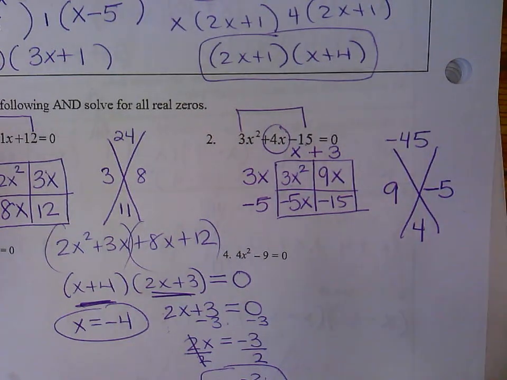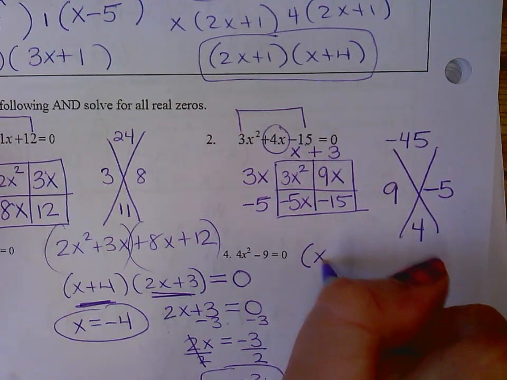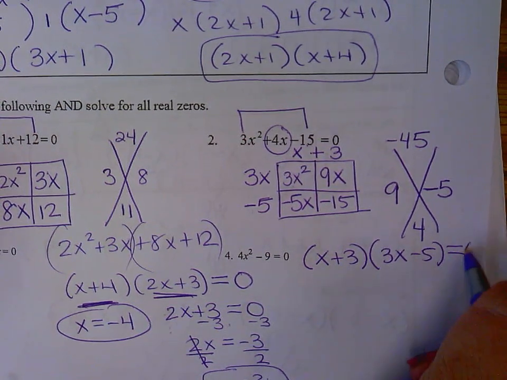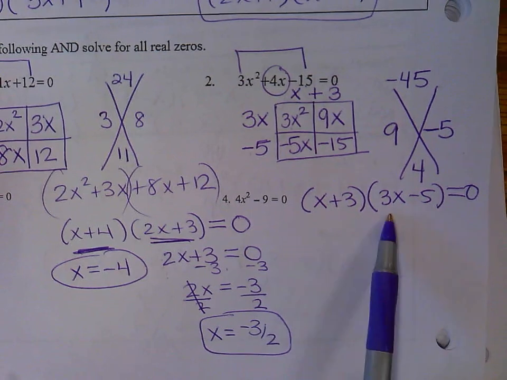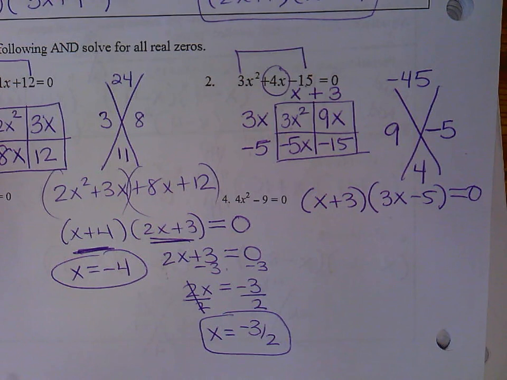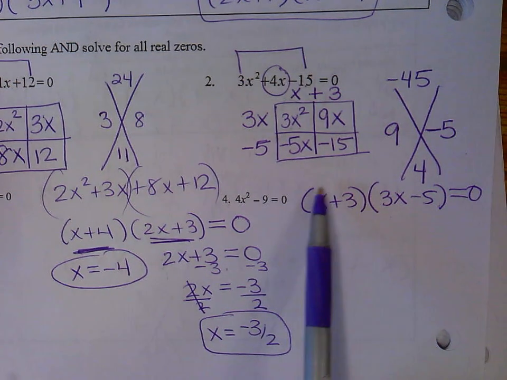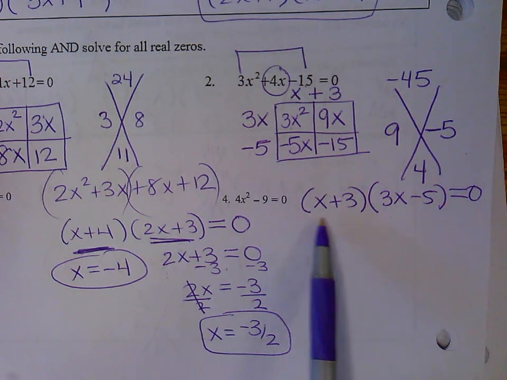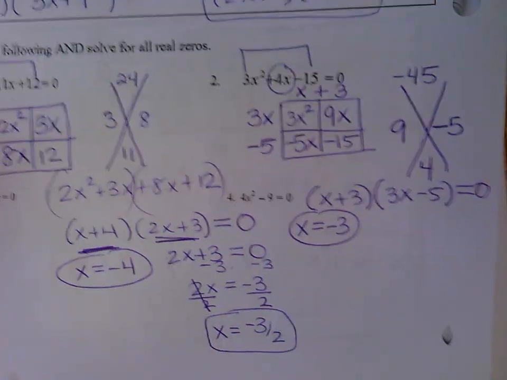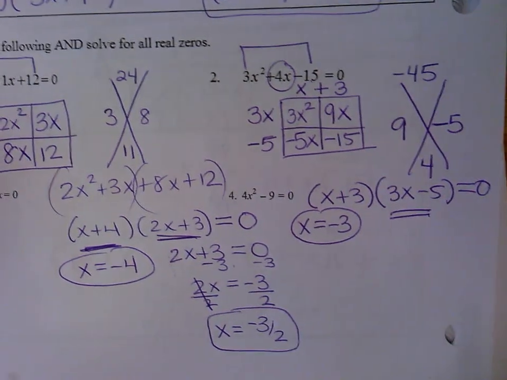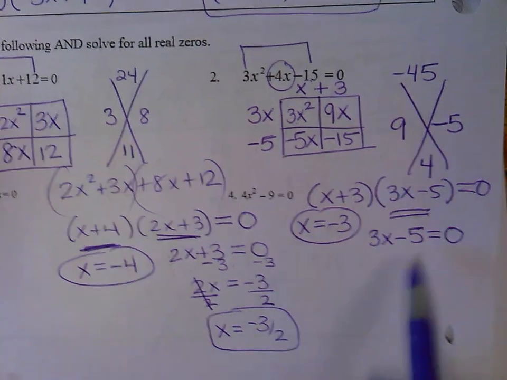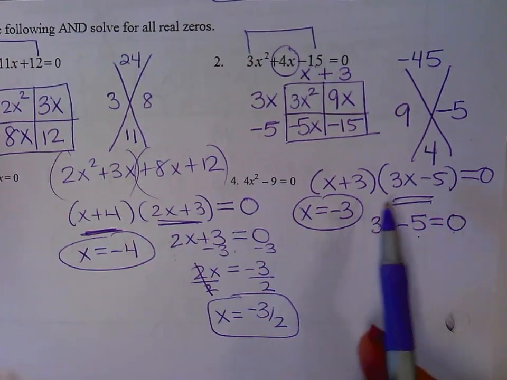So let's practice. How do I solve this for 0? I've got x plus 3 times 3x minus 5 equals 0. So I've got my two factors. Now I need to come up with my actual solution. The first one's easy. What would x have to be in this first parenthesis to make that 0? X just has to be negative 3. So you should be able to see that without much trouble. This one's a little bit harder. So what will make 3x minus 5 equals 0. What do I do to get x by itself?